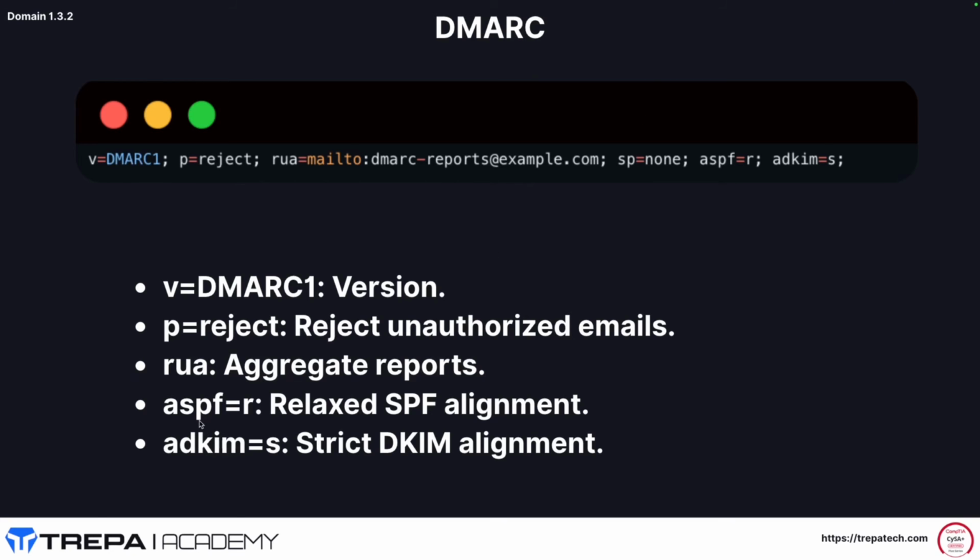And then we have this ASPF equals R, relaxed SPF alignment, pretty much saying, hey, we have our SPF checks, and how are we going to enforce them? Are we going to be strict? Are we going to be relaxed? And then we have DKIM. ADKIM equals S means strict DKIM alignment.